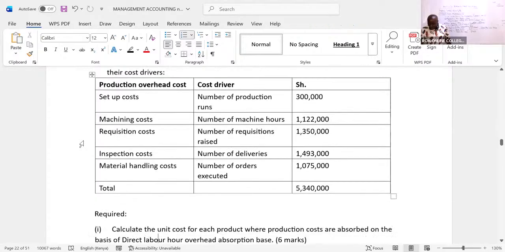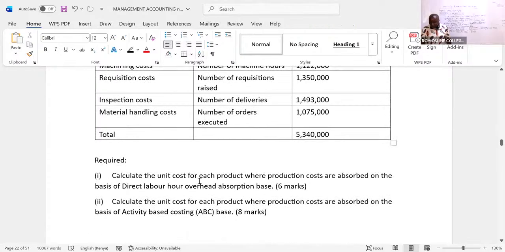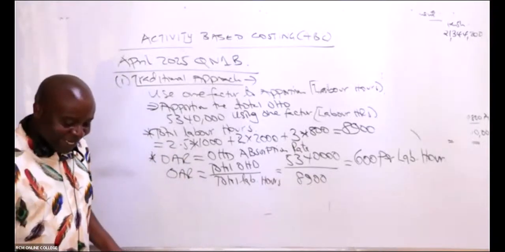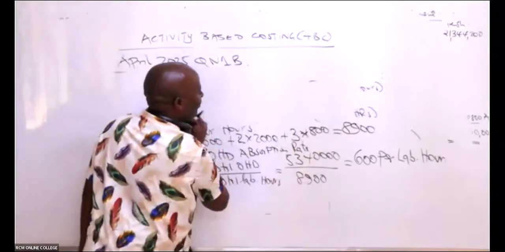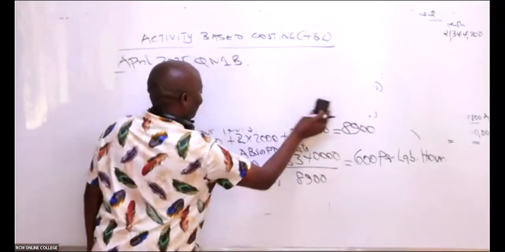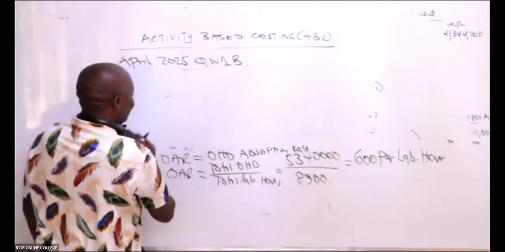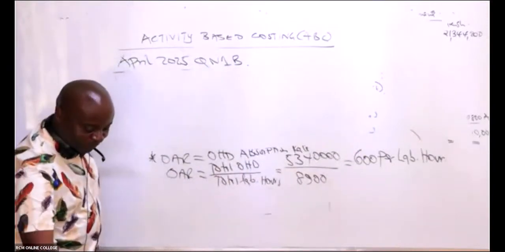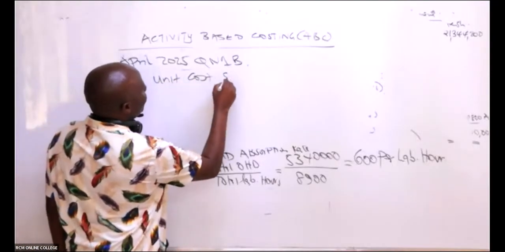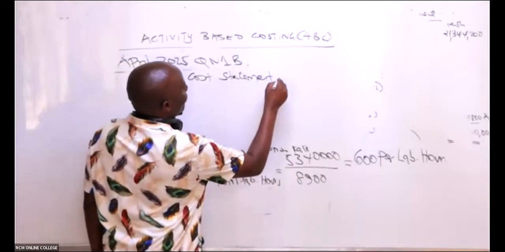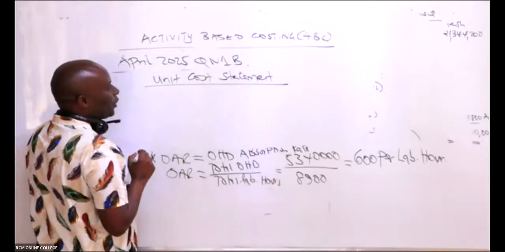So the question here, you can see: calculate the unit cost for each product where production costs are absorbed on the base of direct labor hour. So they want us to give unit costs. Yeah, I love this. They want us to give them a unit cost statement. So we have our three products.